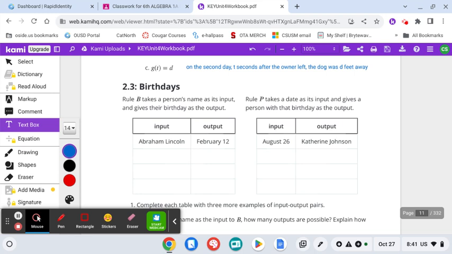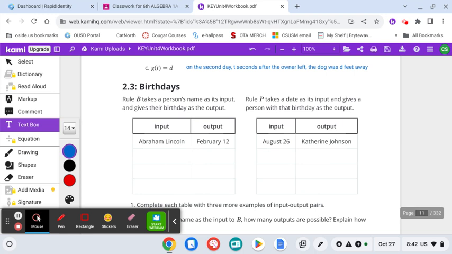Rule B takes a person's name as its input. So the left-hand side is going to be a person's name and gives their birthday as an output. And then rule P takes the date as the input and gives the person with that birthday as the output. So for example, it says Abraham Lincoln's birthday is February 12th, input output. August 26th is Katherine Johnson's birthday, input output.